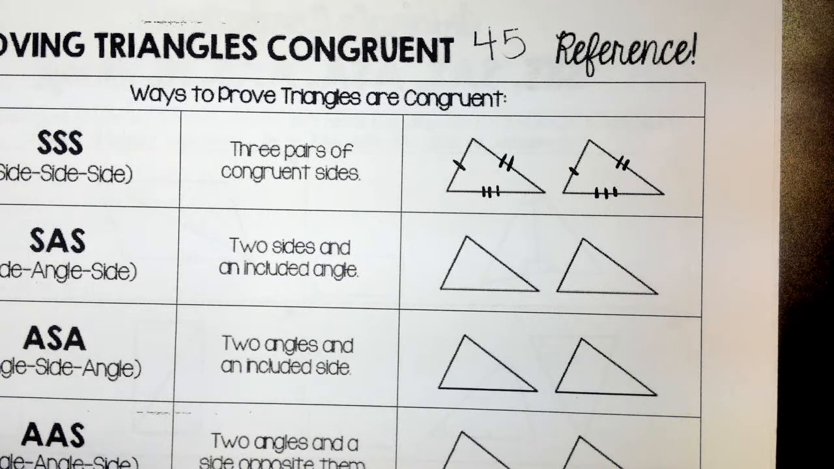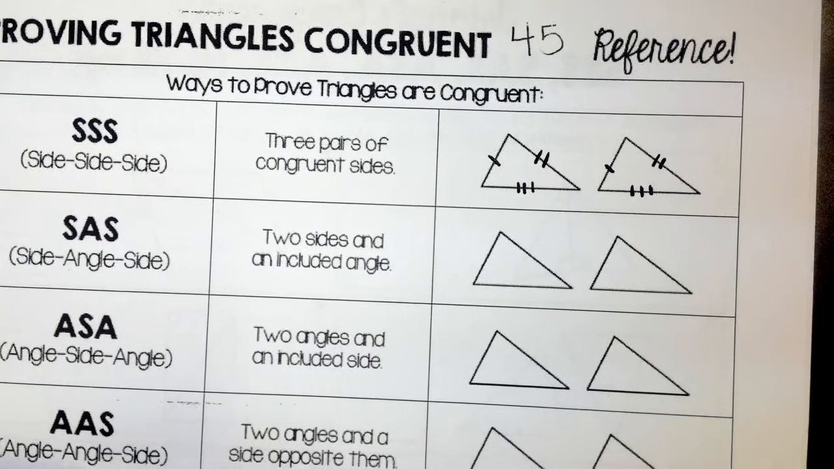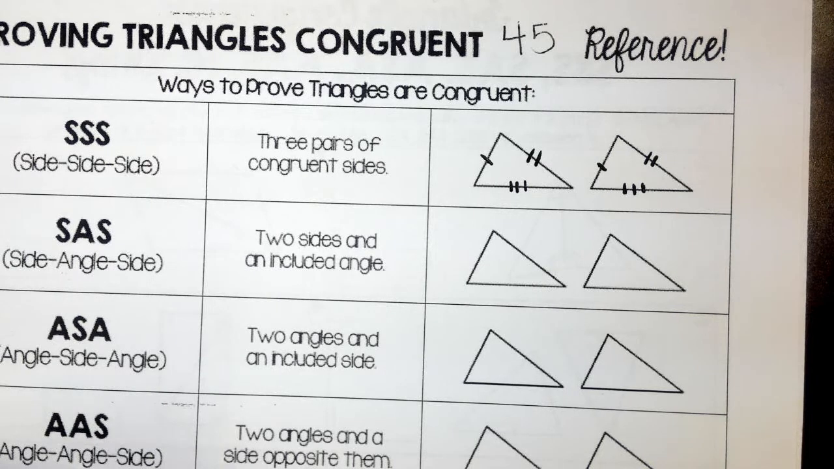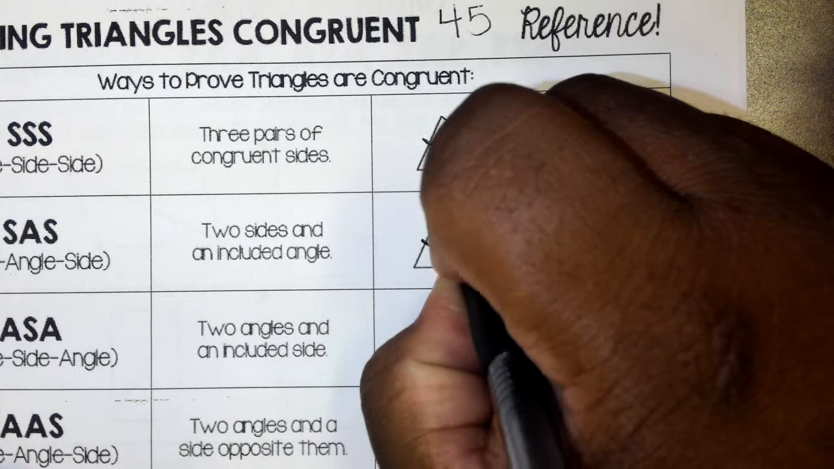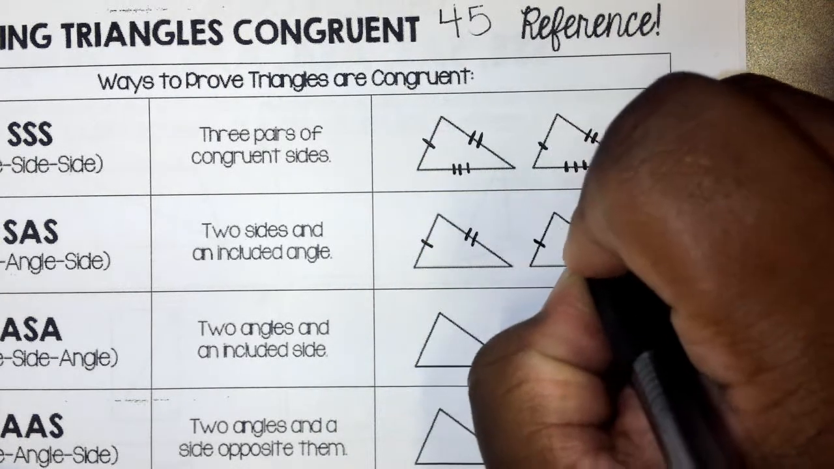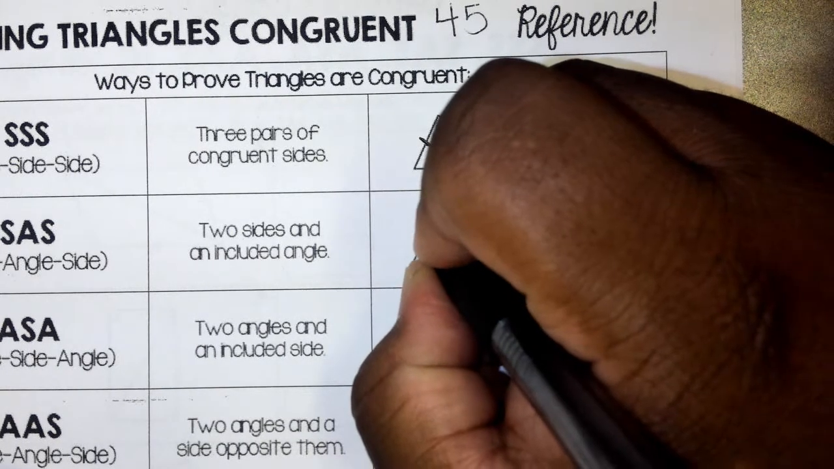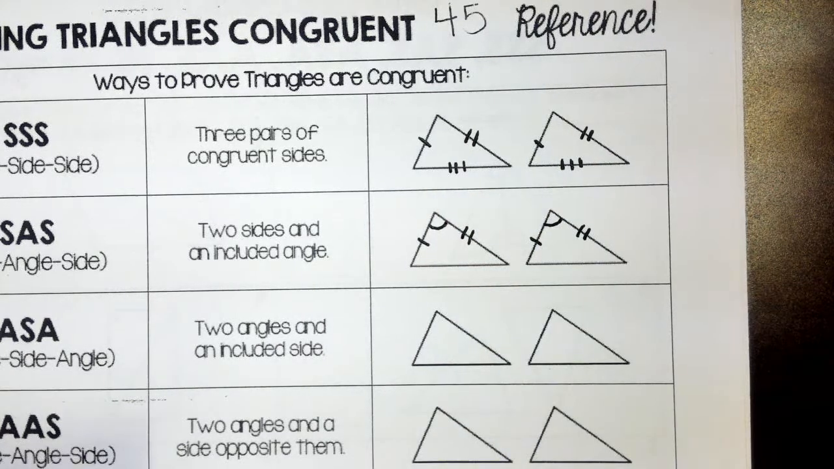The second method of proving triangles congruent is SAS, side angle side. And this method includes 2 sides and an included angle. So you would have to have 2 sides marked congruent on each triangle. And then they say the included angle, meaning the angle in the middle of those 2 sides. So this angle right here on both of them would also have to be marked congruent. And when you read this, you should read it as side angle side congruency. SAS.